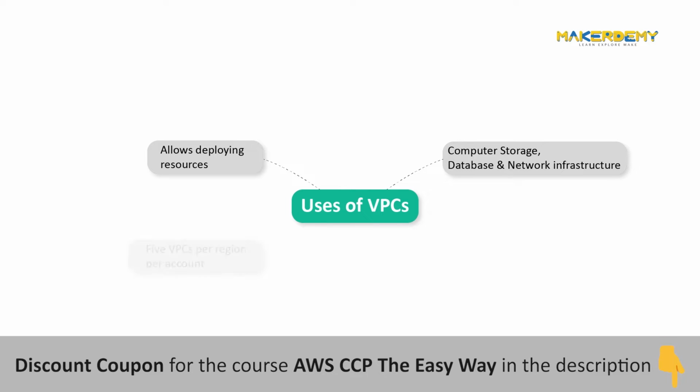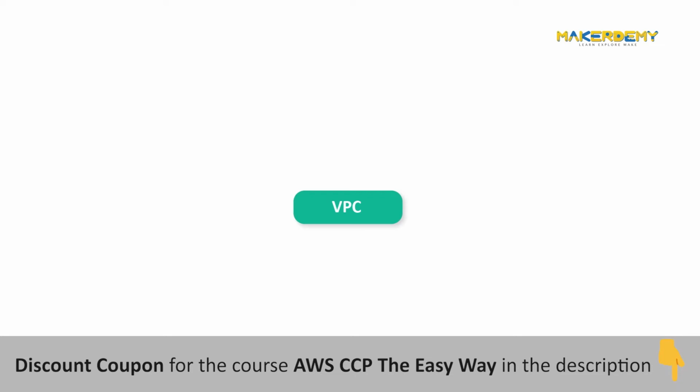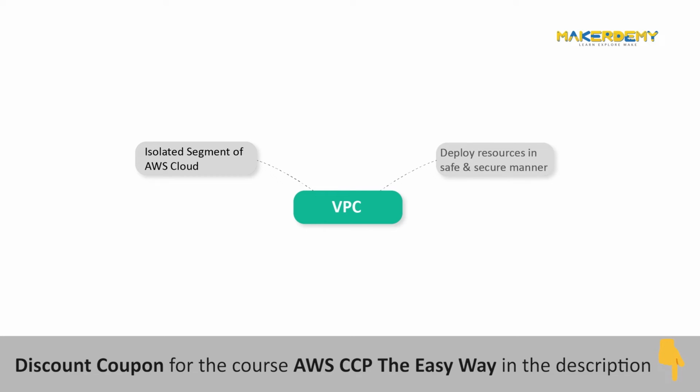By default, you are allowed up to 5 VPCs per region per AWS account. To create a VPC, you need to give it a name, define an IP address range that the VPC can use, and this is done in the form of a CIDR block, which stands for Classless Inter-Domain Routing. Simply put, a VPC is an isolated segment of the AWS public cloud that allows you to provision and deploy resources in a safe and secure manner.